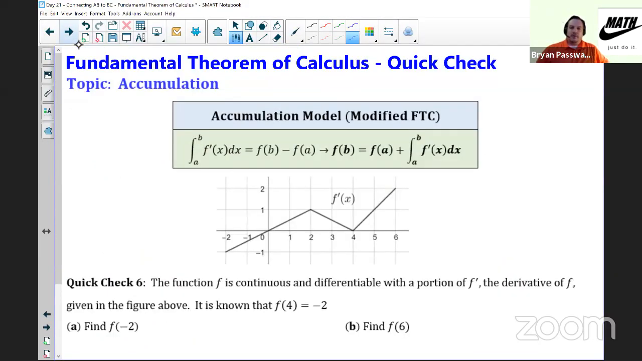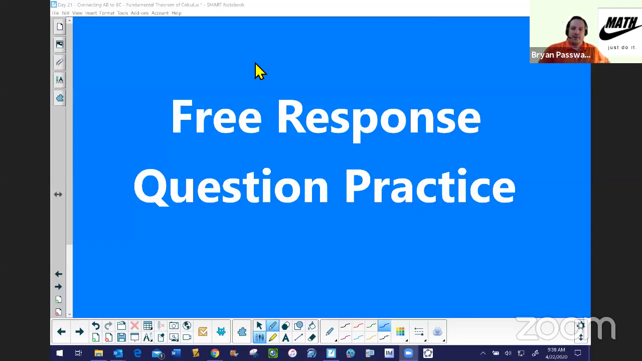I want to push past quick check number 6, this accumulation model, because we're going to see it on one of the FRQs here in a second. So we'll leave these for you to try. And then I want to jump back over to Tony so we can get at least a glimpse of a couple of free response problems that will take these ideas, put them into practice with other ideas, as well as connecting it to some other AB topics and some BC topics, so you can get a better feel for how these things might all appear together on a free response problem this year.